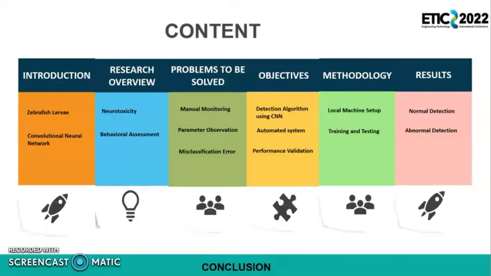Okay, these are the contents for my sharing today. First, we will look into the introduction of the zebrafish larva and also the convolutional neural network or CNN. And then we will move to the research overview on the neurotoxicity and behavioral assessment. Then we will summarize the related problems together with the objective of the research work. And lastly, the proposed methodology will be presented and we will see the result for both normal and abnormal detection.